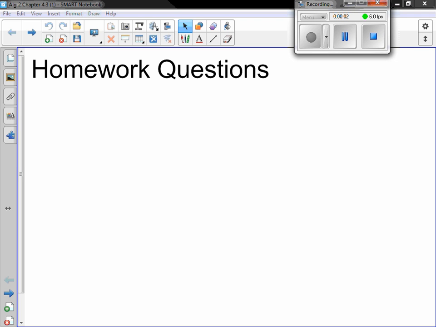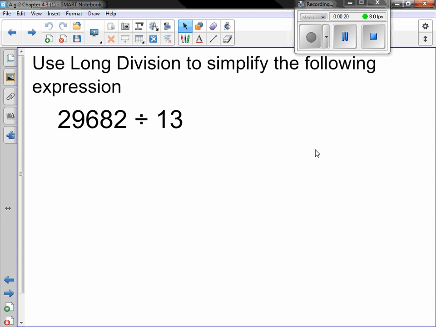Now, so far what we have looked at is addition, subtraction, and multiplication with these polynomial functions. We've gone over how to add two together, how to subtract two together, and how to multiply two or more together. Now, what we're going to be looking at today is dividing. And we're going to use long division to divide two polynomial functions.